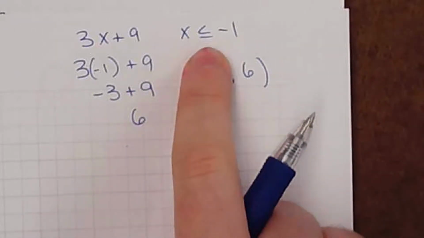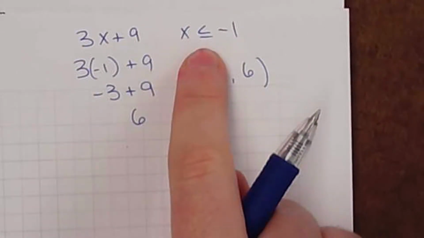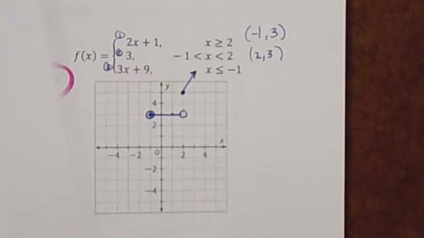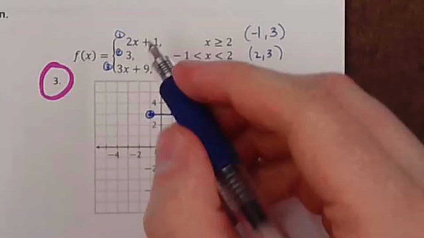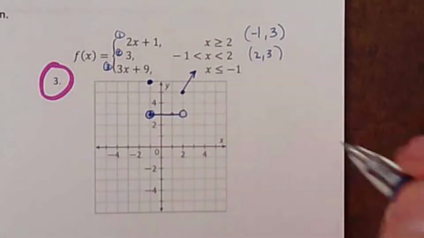According to this, it's going to be a solid dot. It's going to be filled in. There's a line underneath. So -1, 6 is going to be filled in. -1, 1, 2, 3, 4, 5, 6. So all the way up here, filled in.